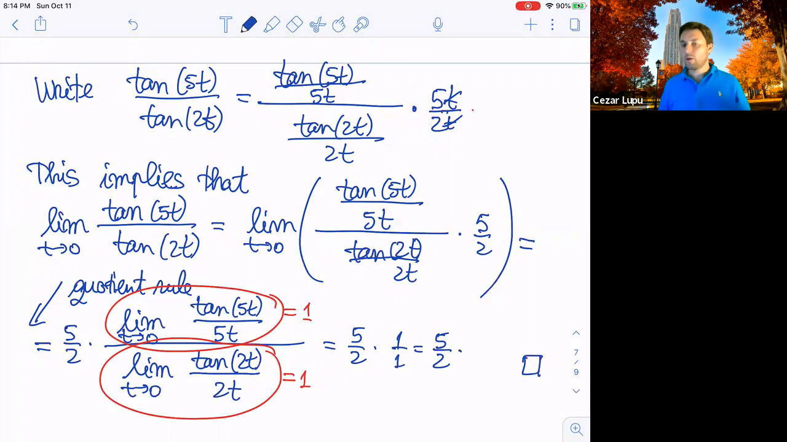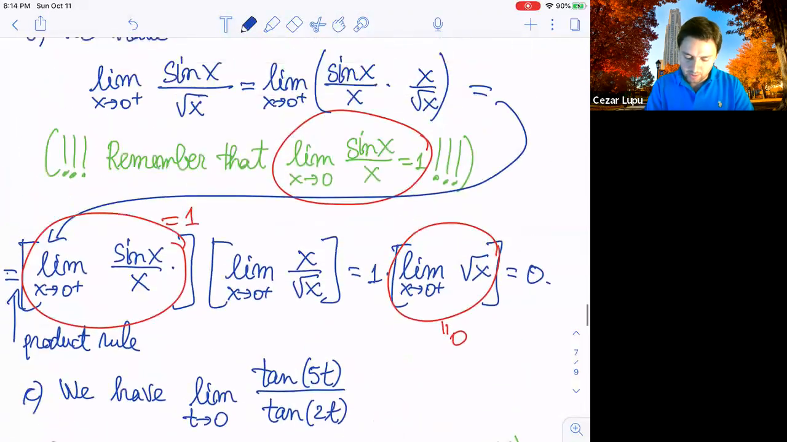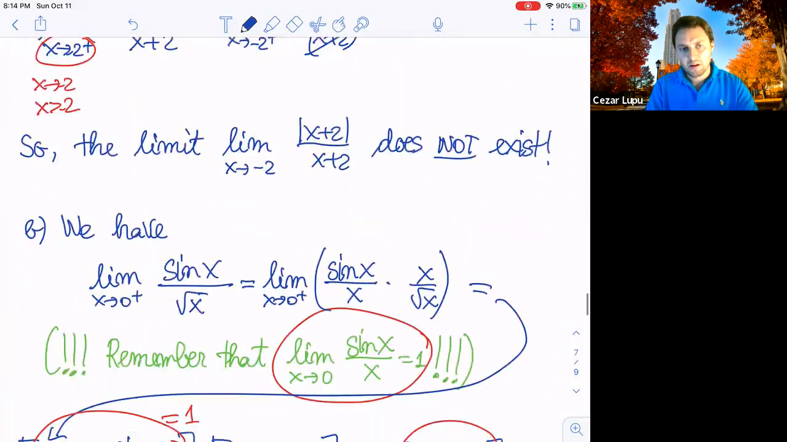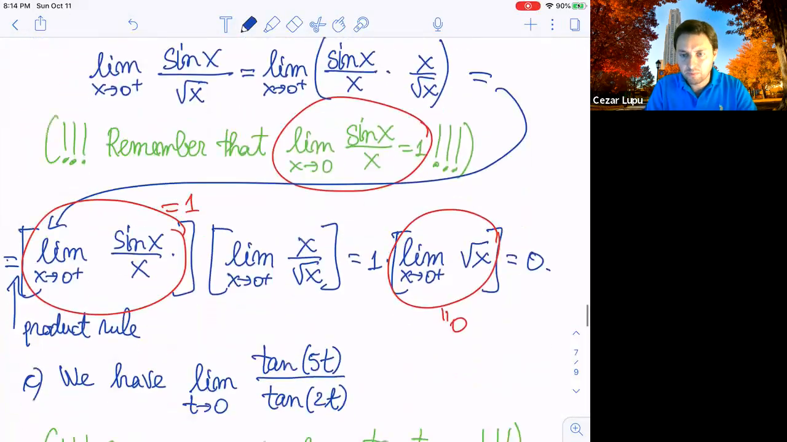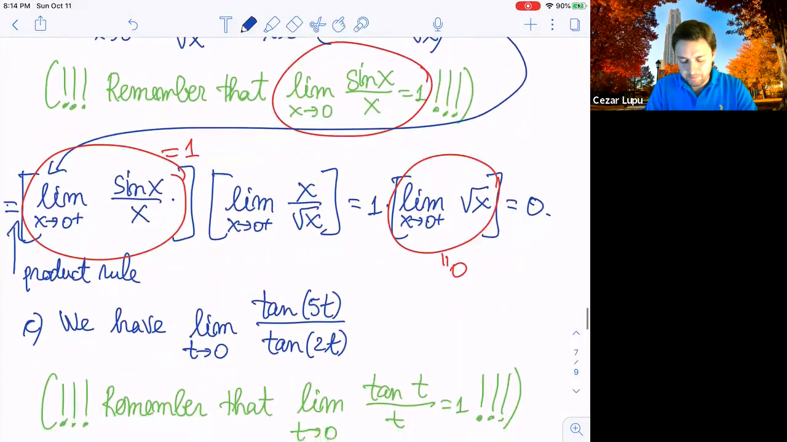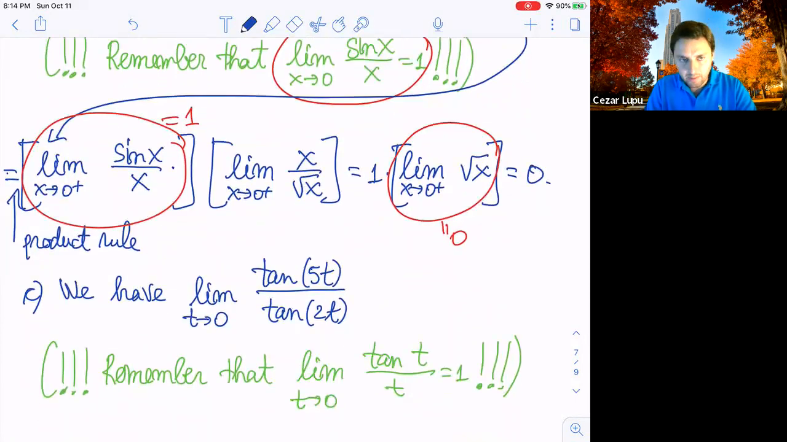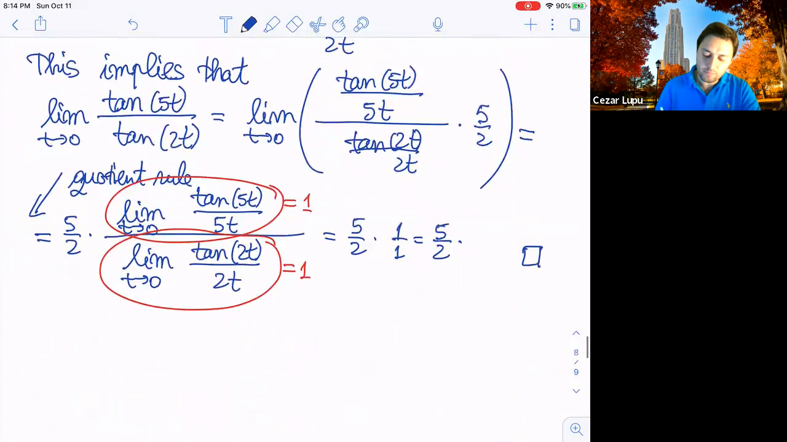Well, in my notes, I solve it a bit differently. I write tangent as sine over cosine, and then I apply the product rule, but anyway, it's the same thing. Now, I would like to veer towards continuity. So you've seen a bunch of examples of how to prove limits, how to compute limits of functions, but now I would like to use this in a little bit different context. And what I mean by that is the following.